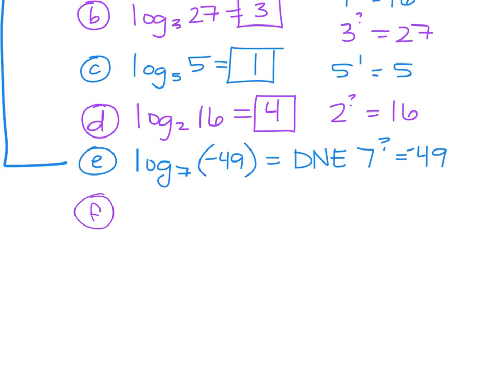Okay, F. Gonna get a little fancier here. Log of base 5 of 1 over 25. So basically you're saying 5 to what power equals 1 over 25? Negative 2. Here's the negatives coming into play, right? If you take something to a negative power, you got to move that number to the bottom.